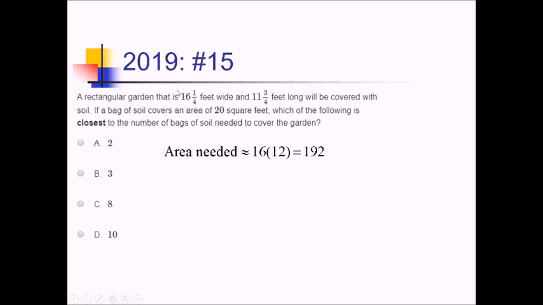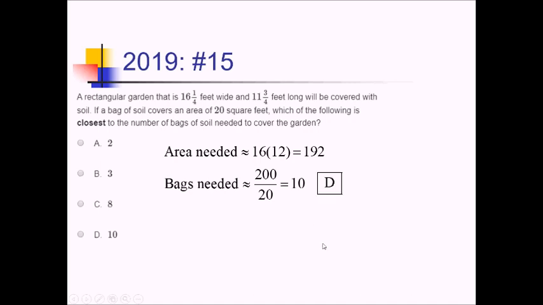Now, if one bag of soil covers 20 square feet, and we want to know how many bags of soil we need, we essentially need to estimate 192 divided by 20. But 192 and 20, that doesn't really go evenly. So we're going to round this up to 200. If we're trying to be safe about the bags of soil needed, we can't just buy a part of a bag of soil, right? If it's a fraction of a bag that we need, we have to buy the whole bag. So let's call this 200 and divide that by 20. And that tells us then that we need 10 bags of soil.